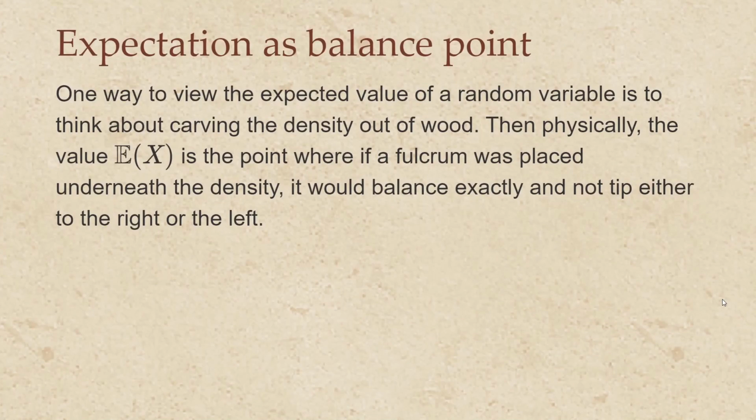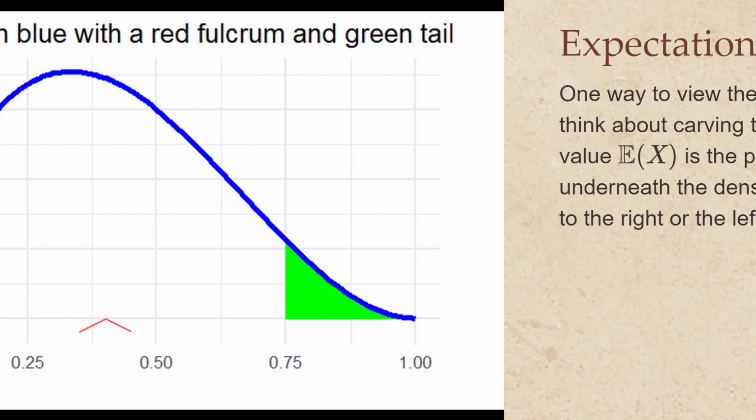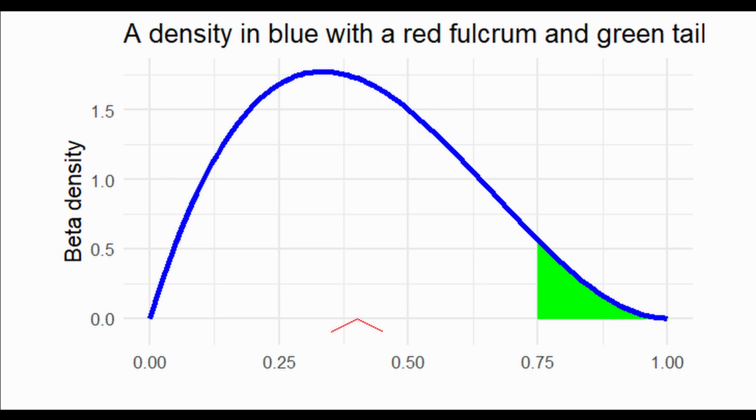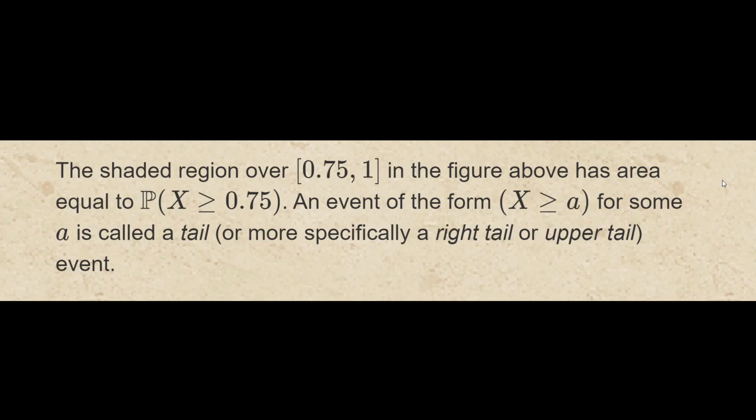One way to view the expected value of a random variable is to think about carving the density out of wood. Then physically, the mean value of X is the point where, if a fulcrum was placed underneath the density, it would balance exactly. The shaded region over 0.75 to 1 in the figure above has area equal to the probability that X is greater than or equal to 0.75. An event of the form X greater than or equal to a, for some a, is called a tail, or more specifically a right tail or upper tail event.